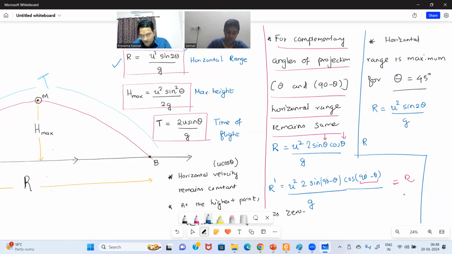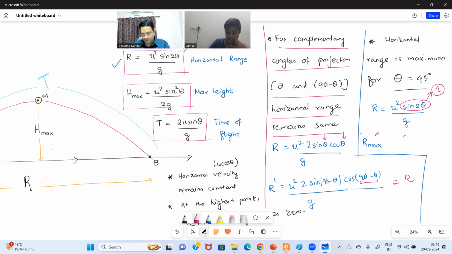When will this be maximum? See here, u is constant, g is also constant. So R only depends on sin 2 theta. Whenever sin 2 theta is maximum, R will be maximum. Do you remember on the first day or second day, I gave you the graph of sine function? I told you the limits lie between minus 1 and plus 1. So what is the maximum value of sine function? 1. So whenever sin 2 theta becomes 1, R will be R max, correct?